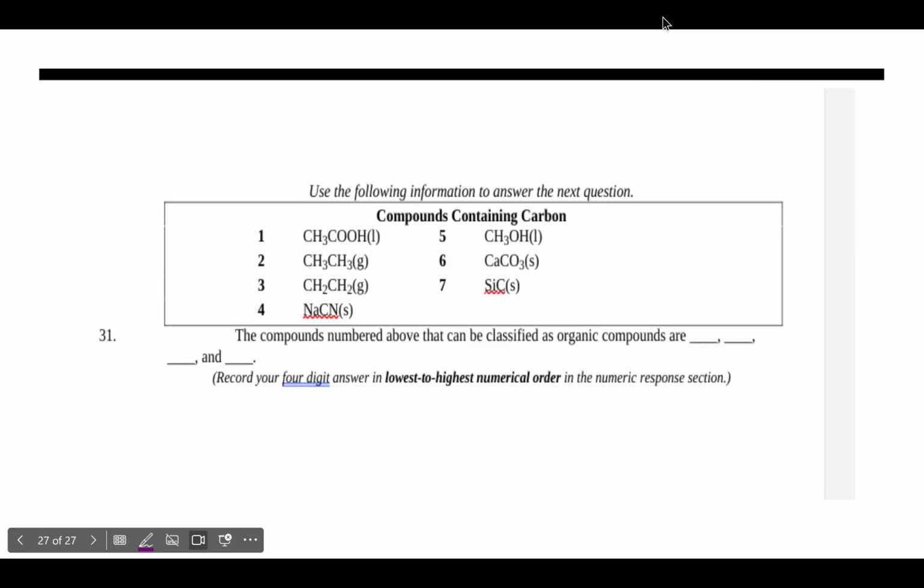Okay, 31, also a bit repetitive, but we can do one more. So what are organic? So definitely number 1, definitely number 2, number 3, not number 4 because of that metal and that CN. It would be number 5, not number 6 or 7, because of the metal, also because of the CO3 2- ion and the carbide. So this one was 1, 2, 3, and 5.